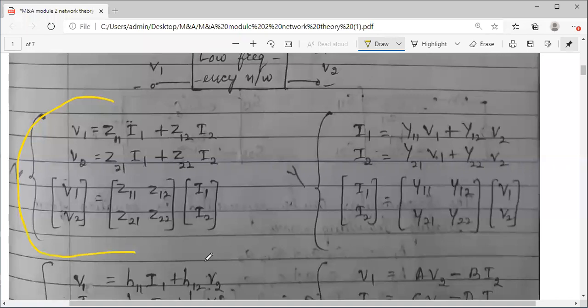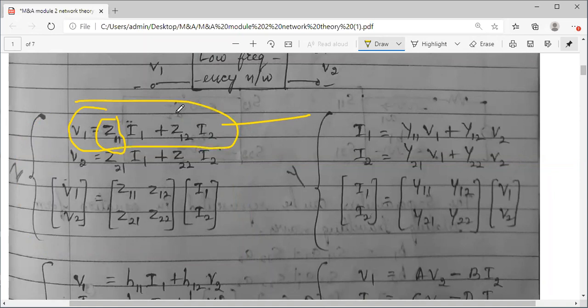Suppose this is your equation for Z parameters. We have these two equations. Let me take the first equation, which is for V1. How will you find Z11? You can observe, I can find Z11 if I don't have this term. Z11 is equal to V1 by I1, so I should not have this term. In order to eliminate this term, I should make I2 equal to 0: second port open circuit, current is 0.